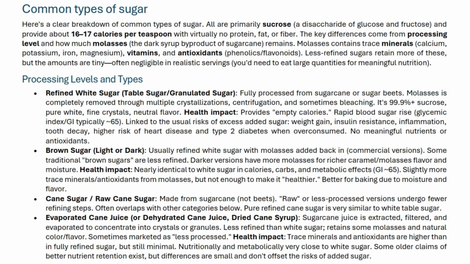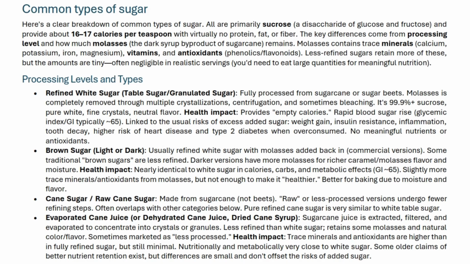Common types of sugar primarily consist of sucrose, a disaccharide made up of glucose and fructose, providing approximately 16-17 calories per teaspoon, with negligible protein, fat, or fiber. The main distinctions among these sugars arise from their processing levels and the amount of molasses retained, which contains trace minerals, vitamins, and antioxidants. However, the nutritional benefits from less refined sugars are minimal and require large quantities for any significant impact.